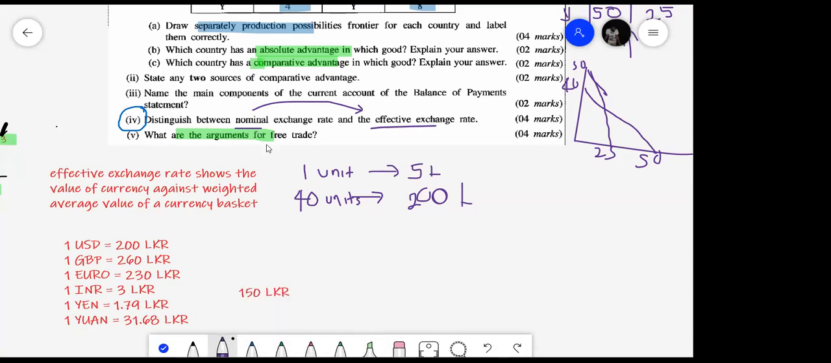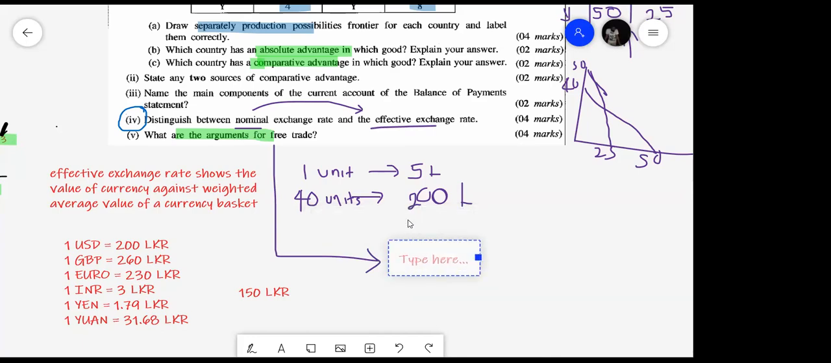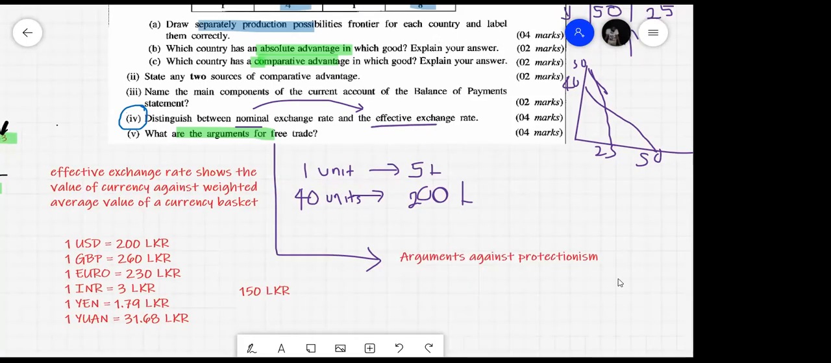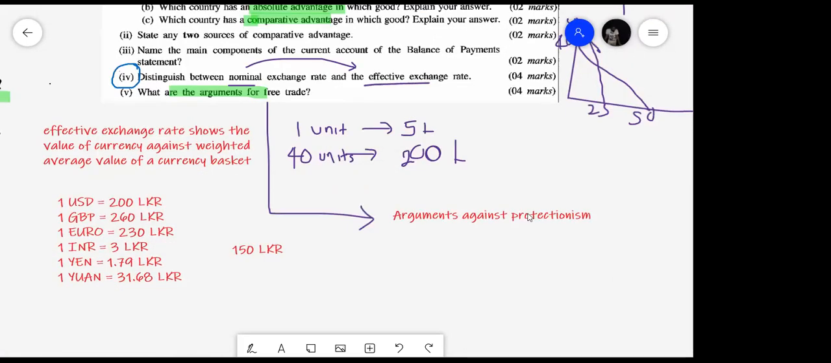So when you say arguments for free trade, if you're smart enough, that means in favor of, you can turn the points of arguments against protectionism. Right, now look at this. What are the arguments against protectionism? Tell me the arguments against protectionism. What are the bad sides of protectionism? One, the domestic prices increase, right? Because of protectionism, you put tariffs and all of that, the price levels in the domestic country increase. Do you agree with me there?